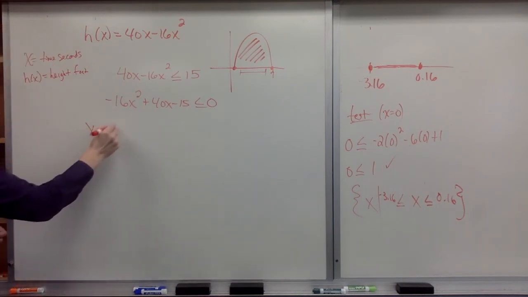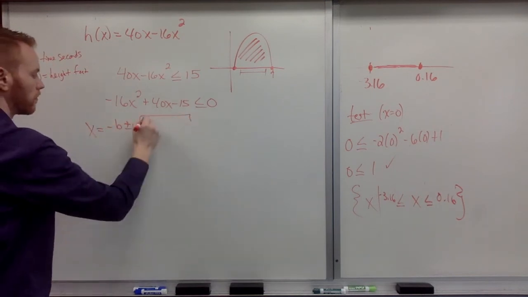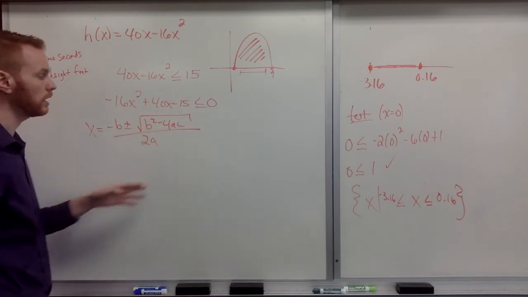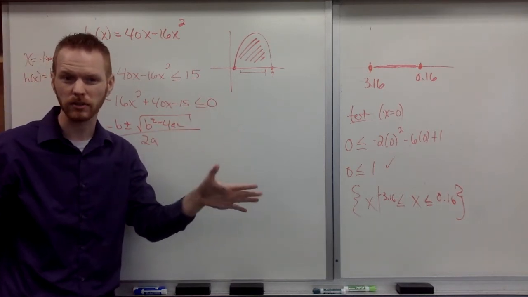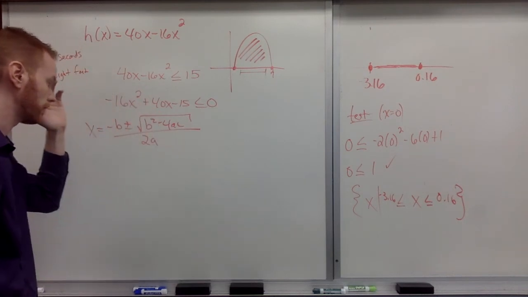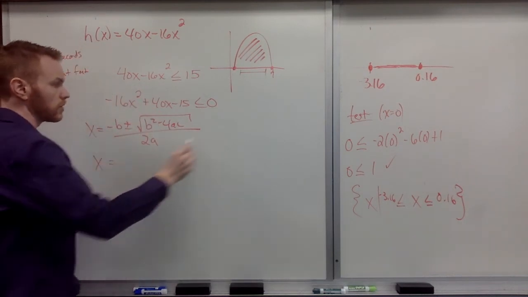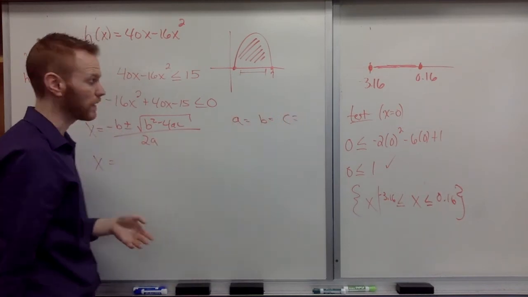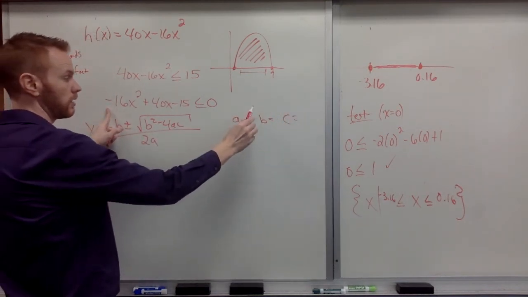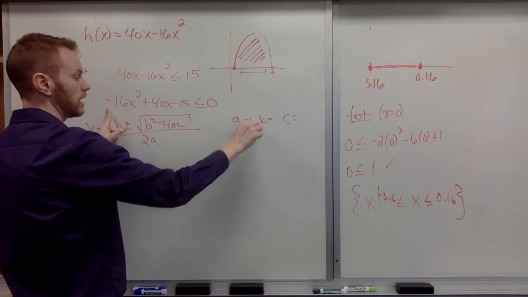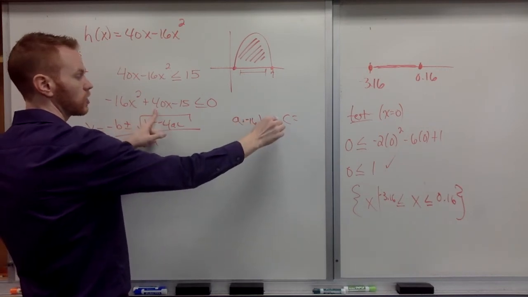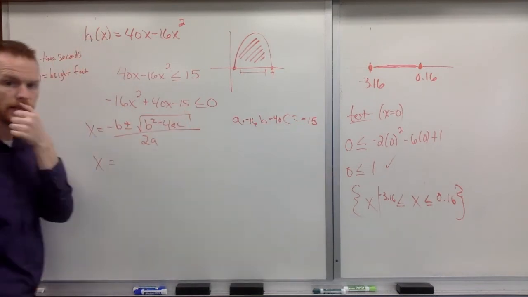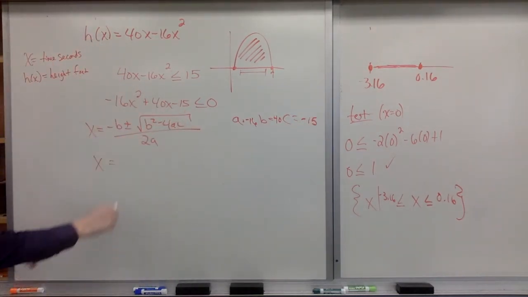So here's the quadratic formula. Remember, the inequality symbol, I'm not going to worry about to the very end, just like the previous problem. Plug in my values in. We need A, B, and C. A is always in front of the quadratic term. That's negative 16. B is the linear term, which is 40. C is the constant, so that's negative 15.